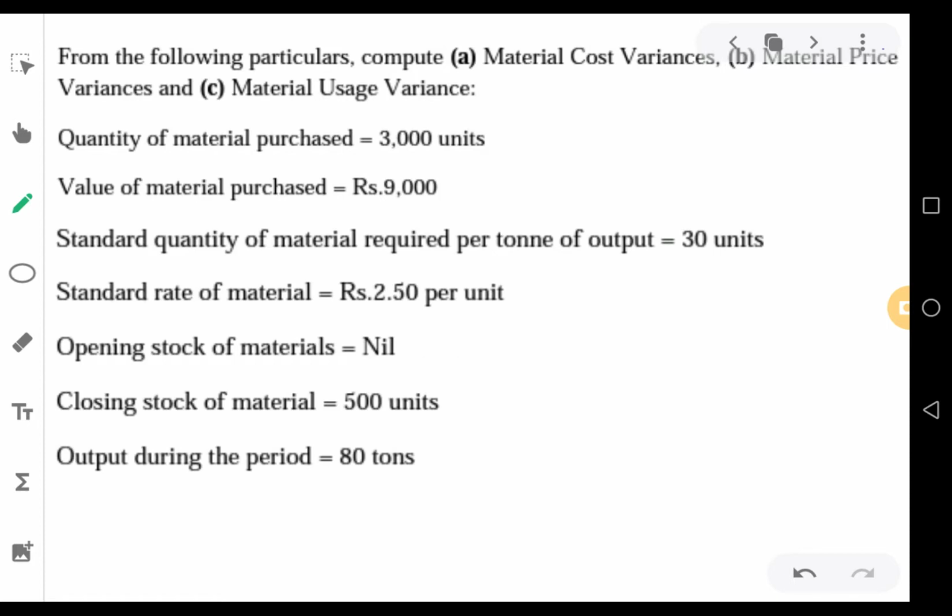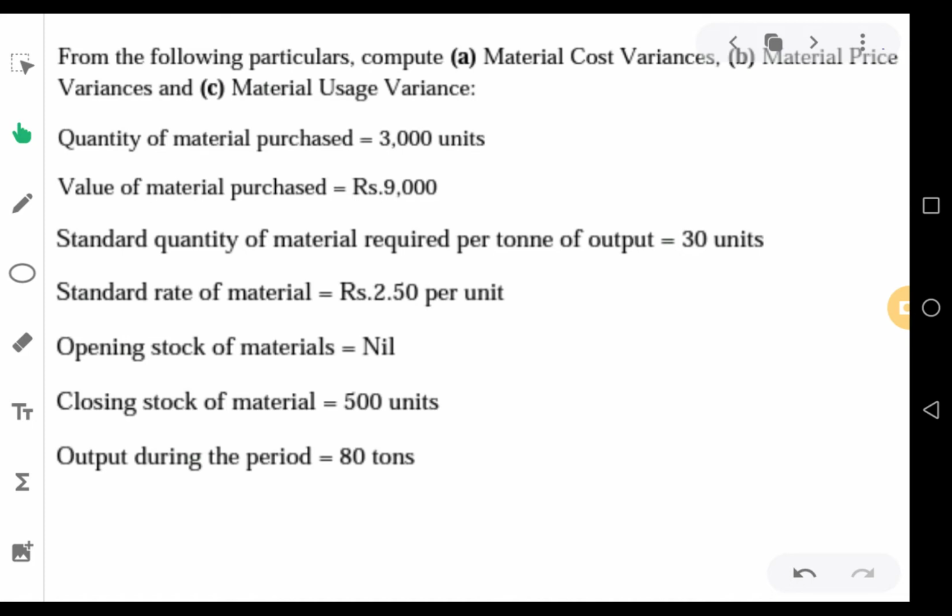In this video we are going to work out a problem on material cost variances. I am going to cover the three material variances, that is material cost variance, price variance and usage variance. Let's get into the question. From the following particulars, compute material cost variance, material price variance and material usage variance.